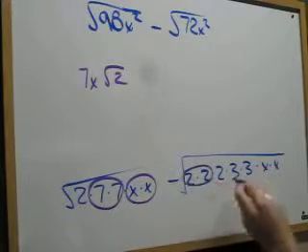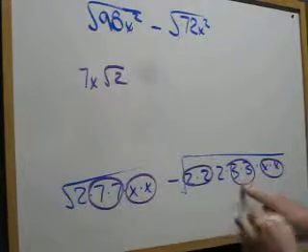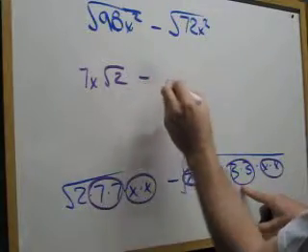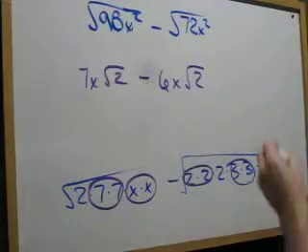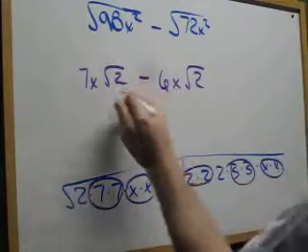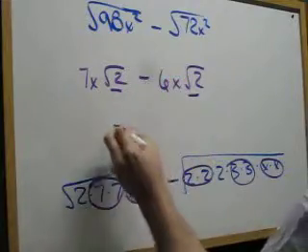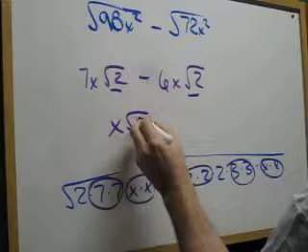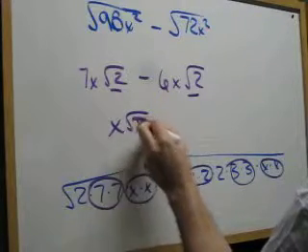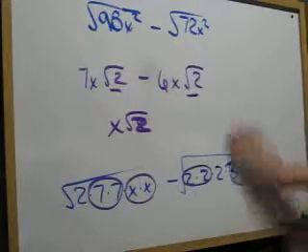Here we can pull our 2's out, these 3's, and these x's. So we have a 2 and a 3 we're pulling out, so that's 6. And we're going to pull an x out, and that leaves me with 6x square root of 2. Fortunately, we have a square root of 2 in both of those. 7x minus 6x is 1x, so it's 1x times the square root of 2. So that's it as far as examples go in lesson 5.9.